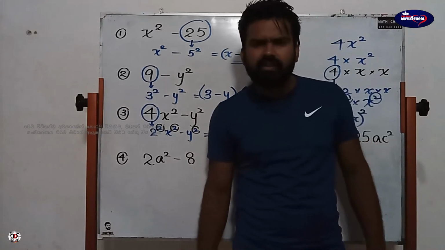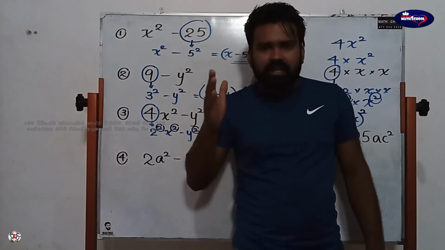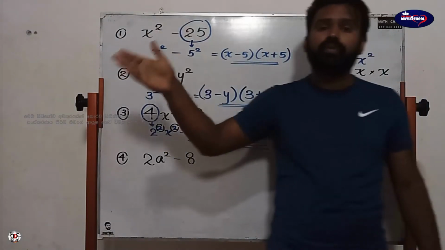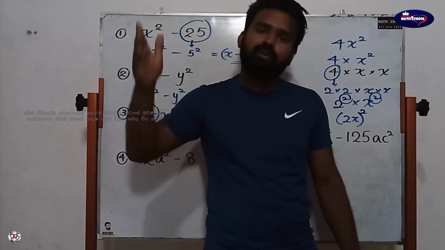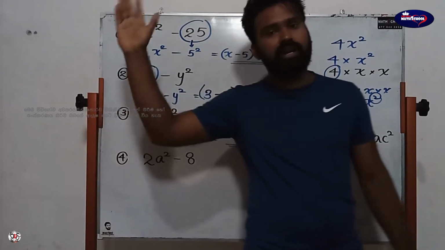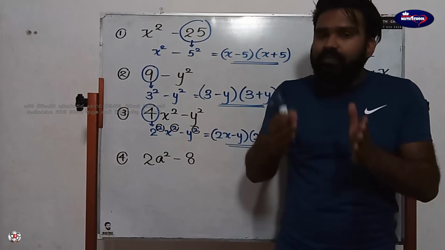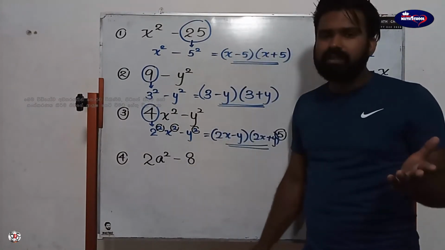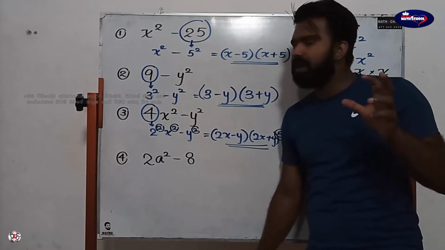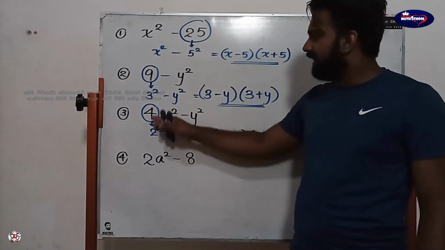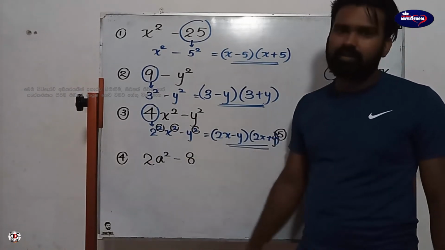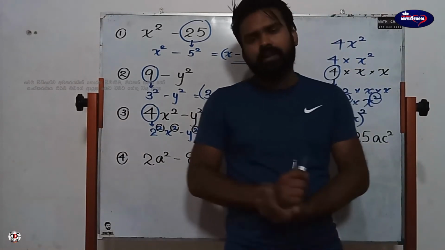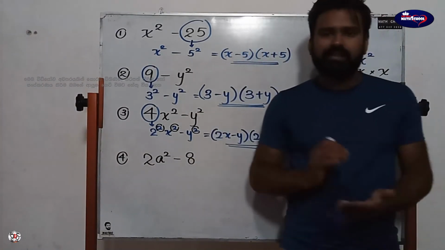What are perfect squares? Perfect squares means multiplying a whole number by the same whole number. 1 into 1 is 1. 2 into 2 is 4. 3 into 3 is 9. Likewise 1, 4, 9, 16, 25, 36, 49, 64. If we multiply the same number by the same number, that gives square numbers, perfect squares. It should be a perfect square to write it as a square. So this 2 is not like that, and we can't apply the method of difference of two squares. That is the actual thing.